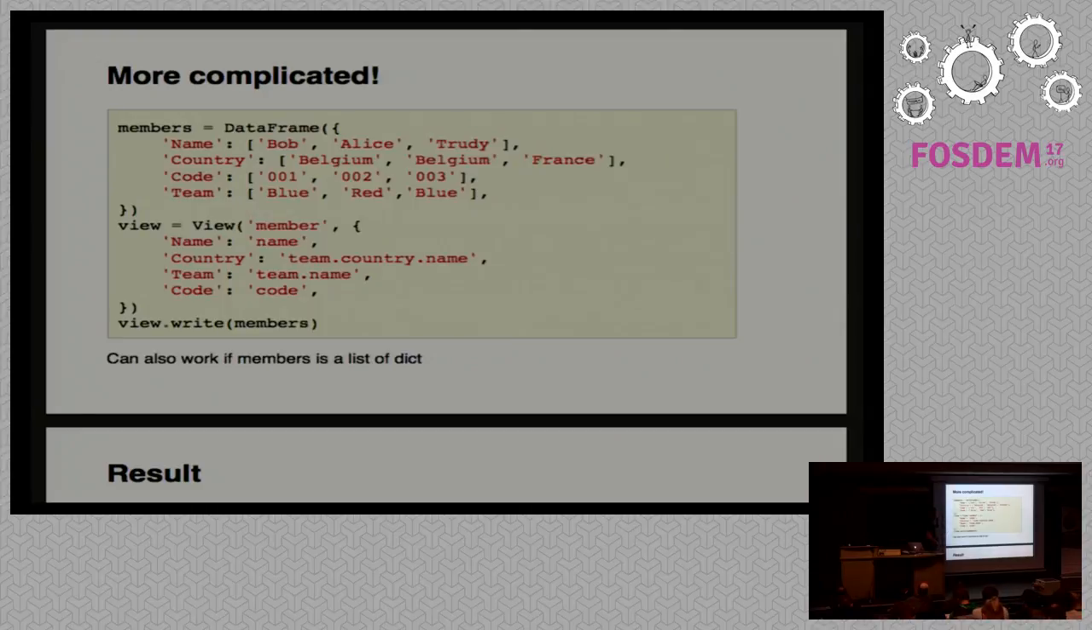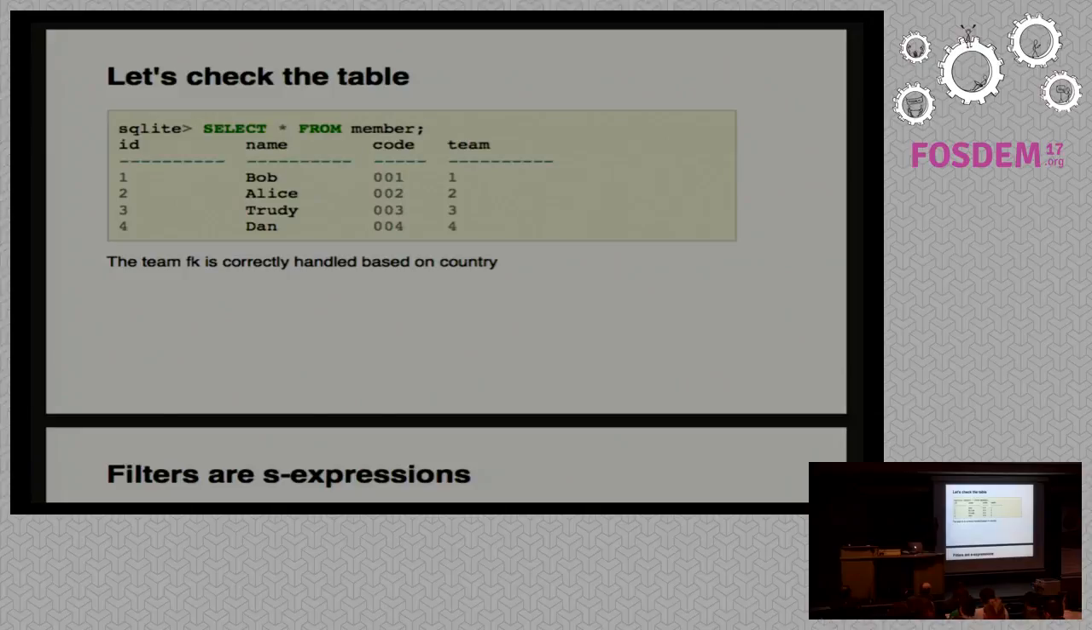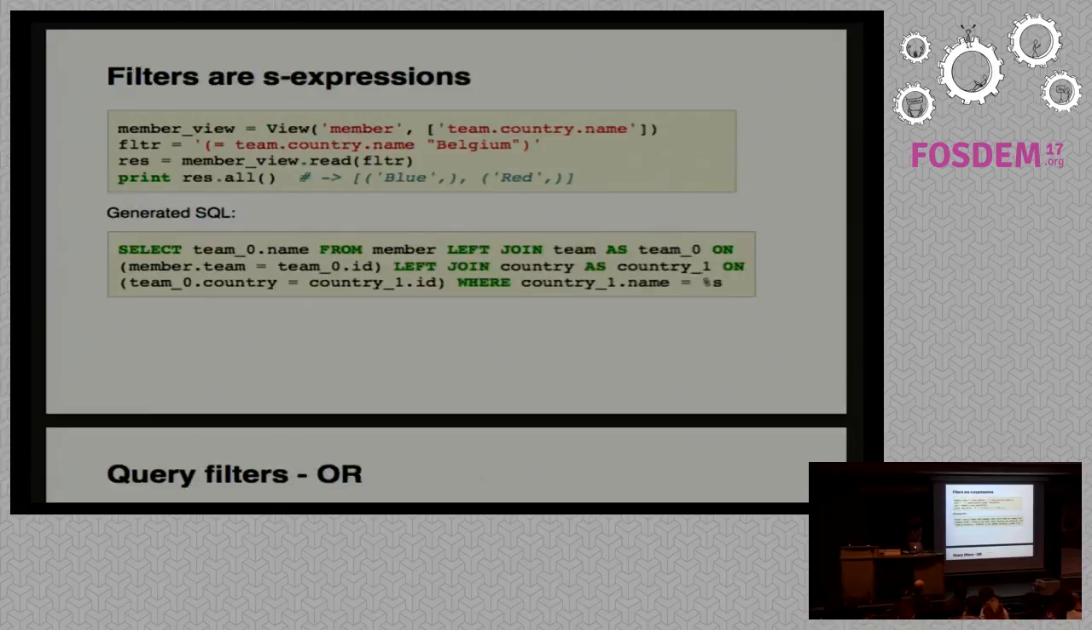But besides that, it's going to work. It's not more complicated. So once it's written, you can read back the results. Just before I show you how to read a list, you can also, after read, call .df, and this will give you a data frame back. And so we get back a data frame with all the results. And now, if we check the database, we see that it was, I think, Bob and Trudy. So those two are in the blue team, but the first one is the Belgian team, and the other one is a French team. So it's nice to have.